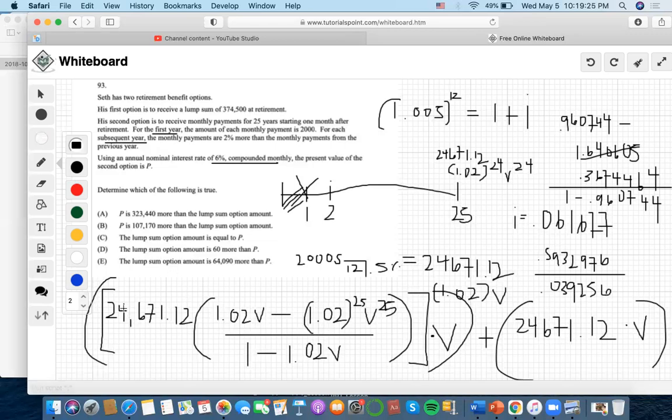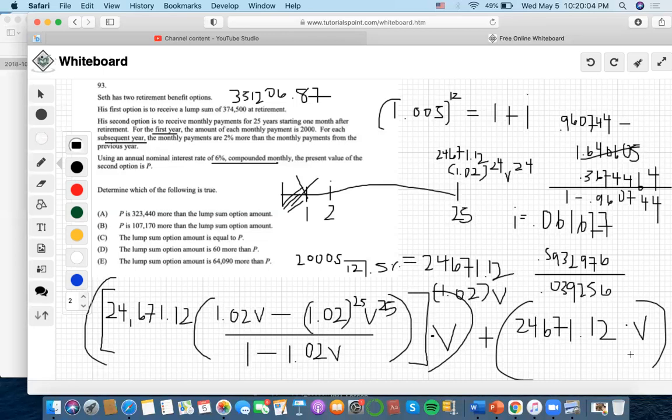Now we're going to multiply it by the common accumulation, times 24,671.12. And then once we do that, we're going to discount it back one period. So multiply that by 1.061677 to the negative 1. And then we're going to find out that the present value here is going to be equal to 351,206.87. Woohoo!